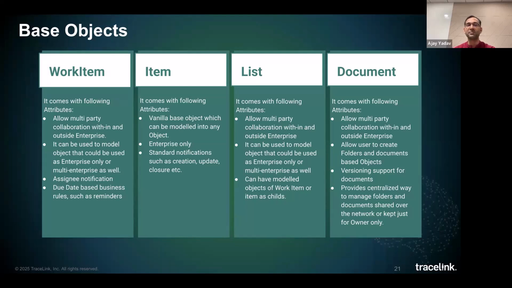So these are the base objects that currently are in the 2025 plan with Poet, out of which work item and item are already present. List is going out this month and in production by October, and document is fast follow in Q4. So these are the base capabilities which now come as part of Poet.